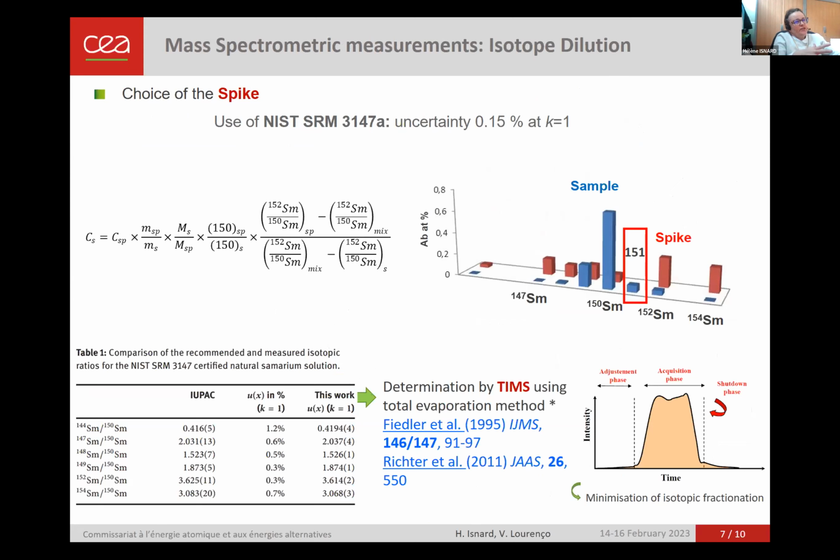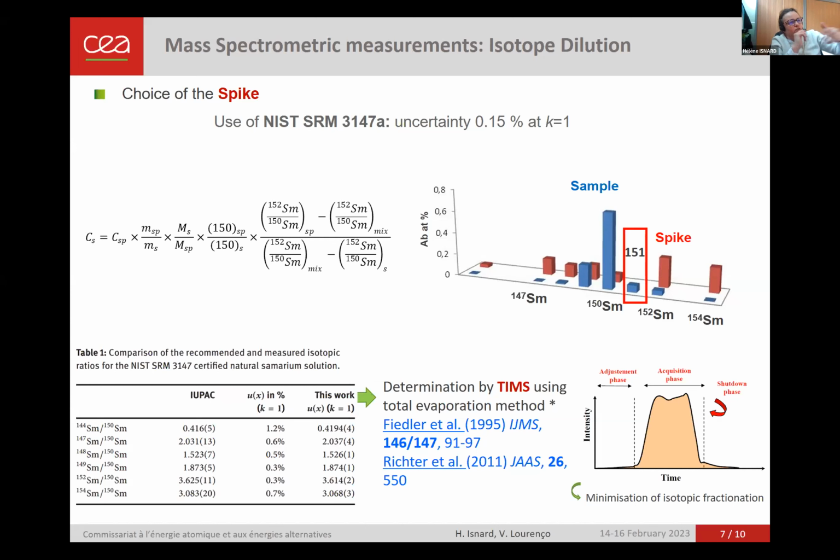After separation, of course, we must perform mass spec measurements, and so we use the reference technique, which is isotope dilution. One of the major requirements is the choice of the spike. We do not have a lot of reference materials certified in concentration and in isotope ratio for samarium, because it does not exist. So we have decided to choose a NIST SRM solution certified only in concentration and with an isotopic composition which is natural.